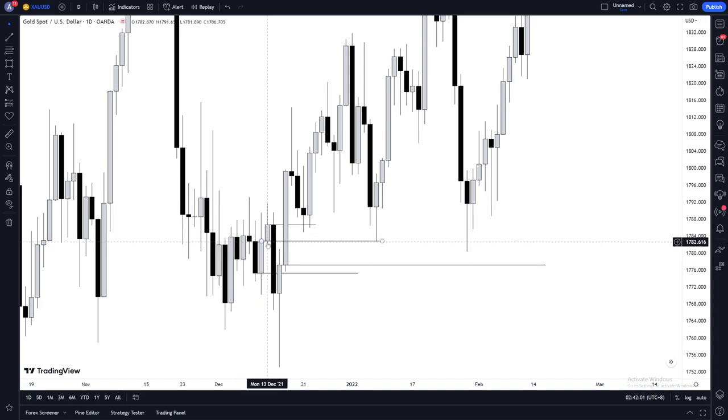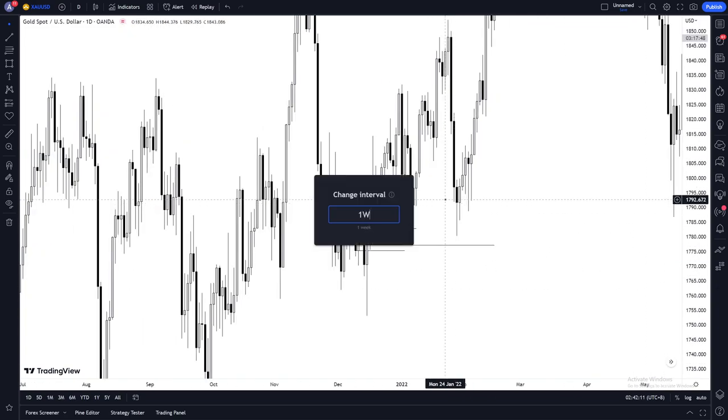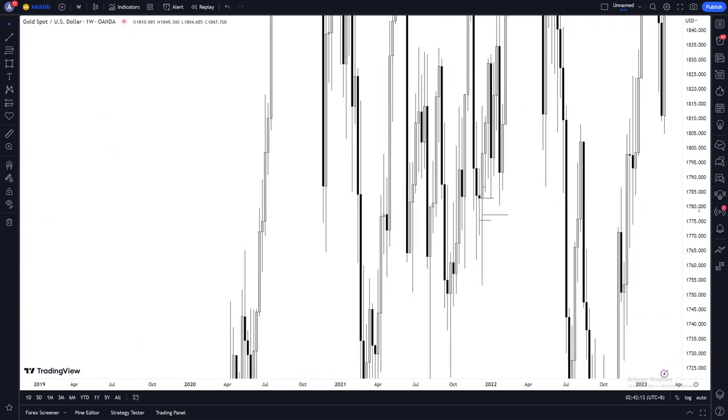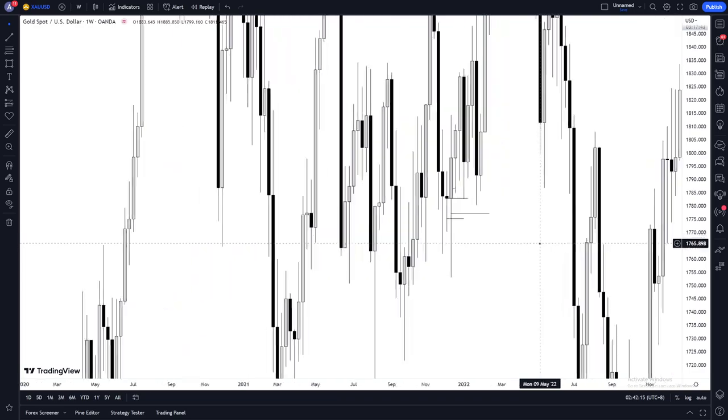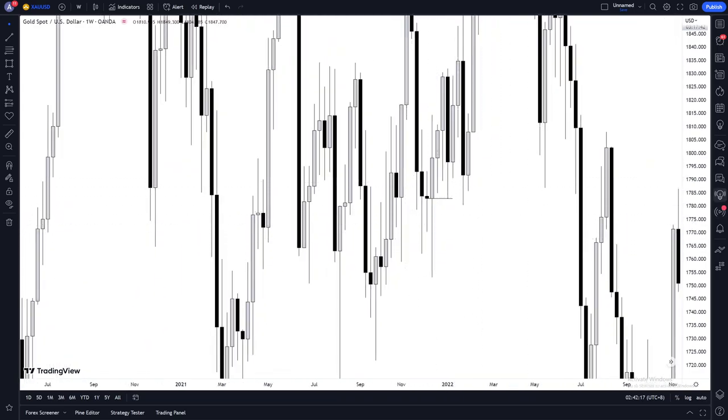Buy, resistance. Sorry, buy, support. What am I saying? Buy, support. Breaks that, becomes resistance. Breaks that, becomes support. Let's see, maybe there's an MTF. I don't know. I don't think there's an MTF. What do you know?